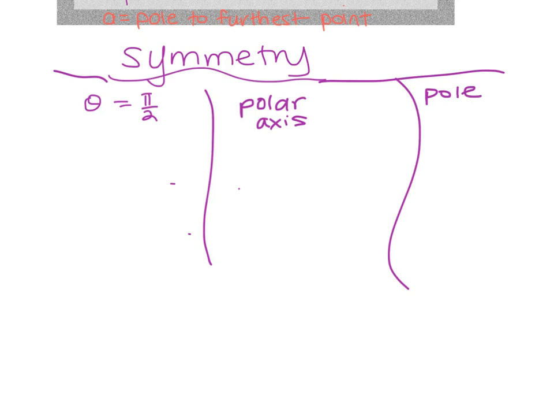For the pi over 2 line, you would replace (r, theta) with (negative r, negative theta). And if your answer goes back to the original or everything is the exact opposite, then it's symmetric to the pi over 2 line, or the y-axis.